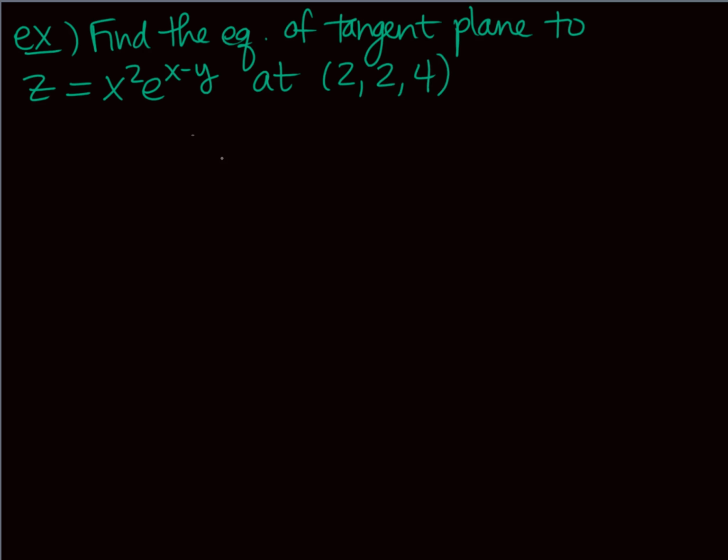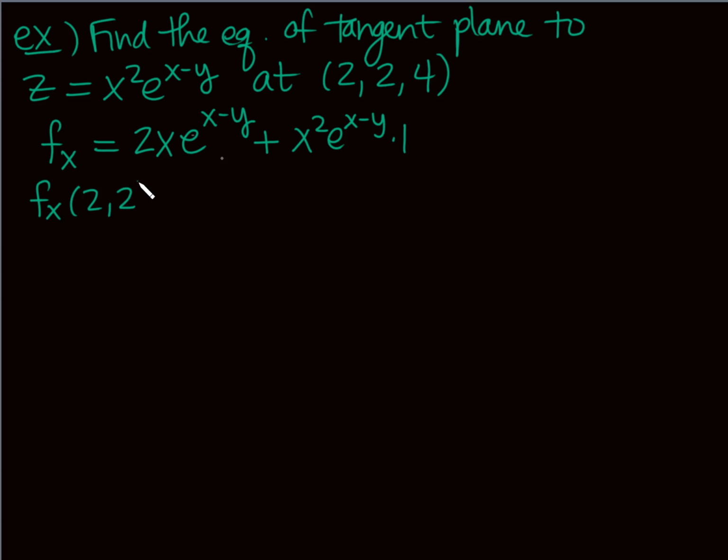to this surface, z equals x squared e to the x minus y, at my point 2, 2, 4. Okay, so here's what we need. We need f sub x. So f sub x in this case, I need to do the product rule: 2x e to the x minus y plus x squared e to the x minus y. That's the derivative of e to the x minus y. And then what's the derivative of x minus y with respect to x? It's just 1.